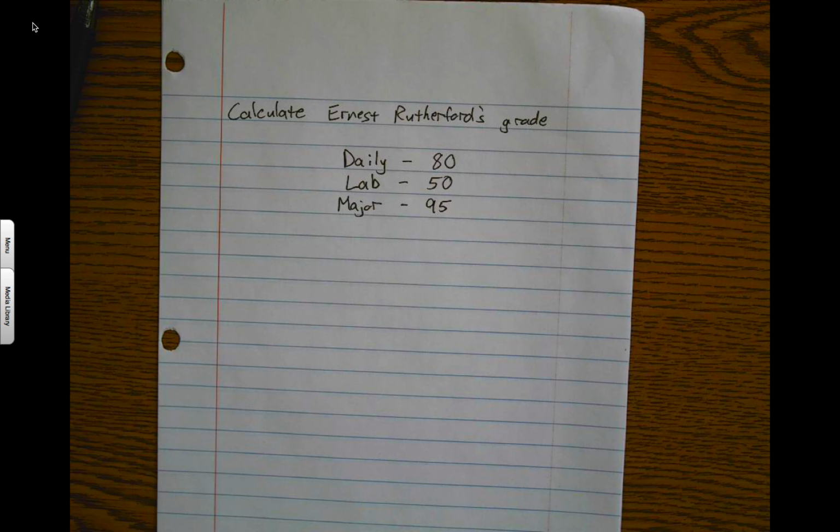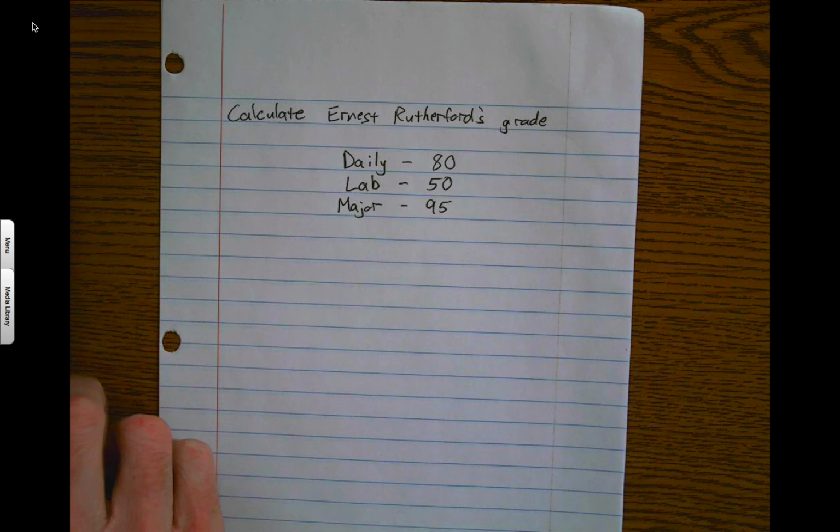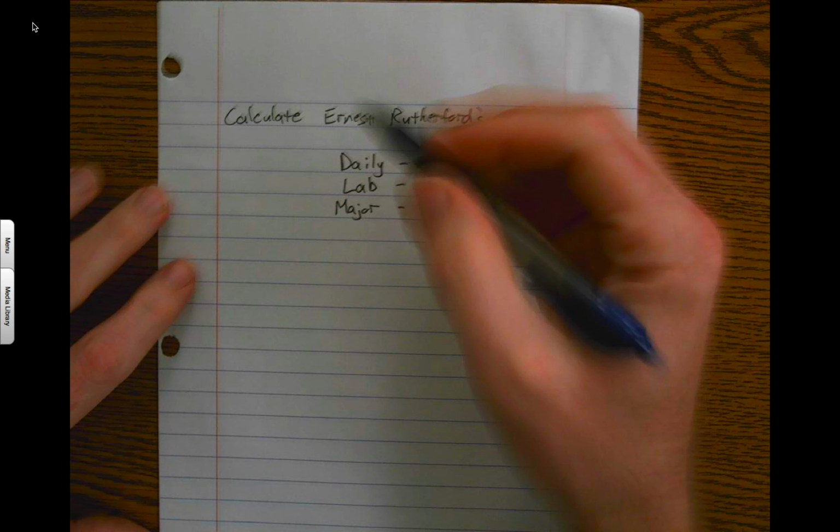Alright guys, we're going to start off by calculating Ernest Rutherford's chemistry grade. So on his daily work he got an 80%, and then on his lab he got 50%, and on his major grades he got a 95. So let's go ahead and see this now.